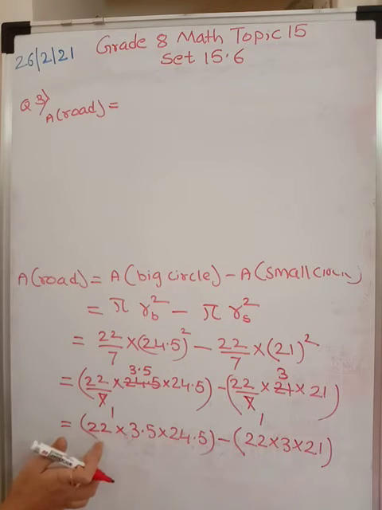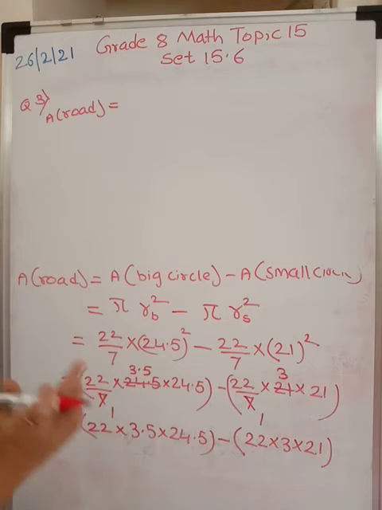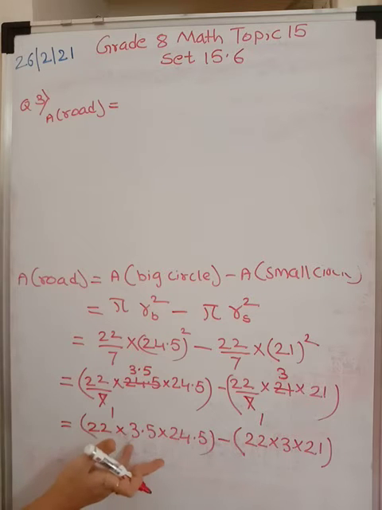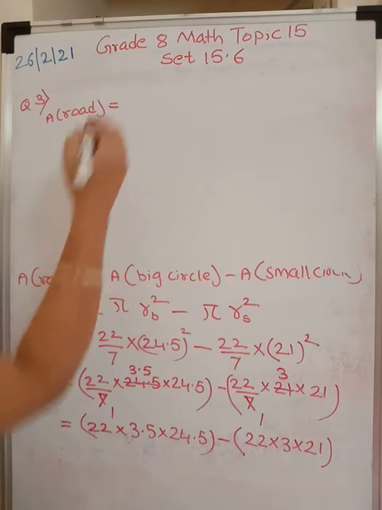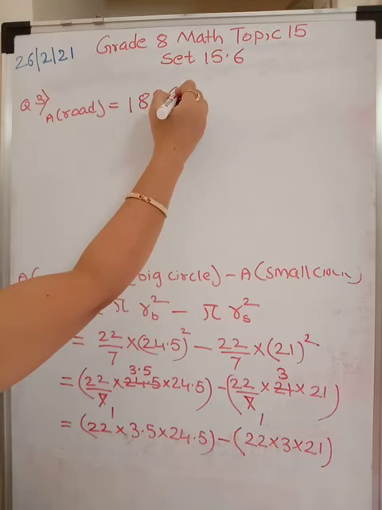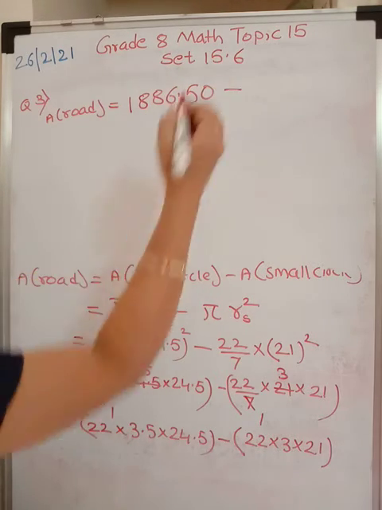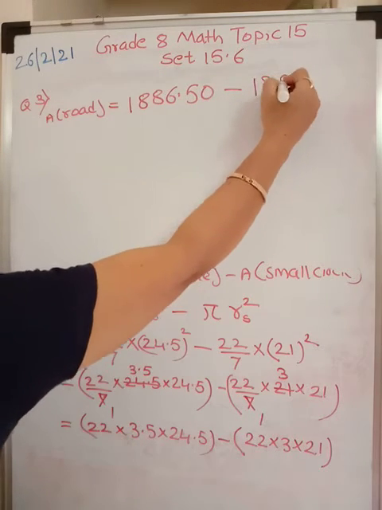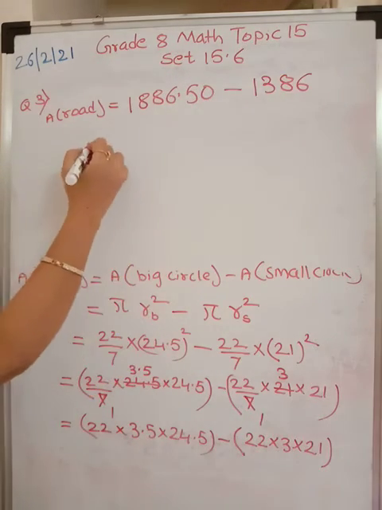Please carry out this multiplication in the rough column which is marked by you at the right hand side of your notebook. These calculations are very important. So if you calculate this, it comes out to be 1886.50 minus, and if you calculate this, it comes out to be 1386.